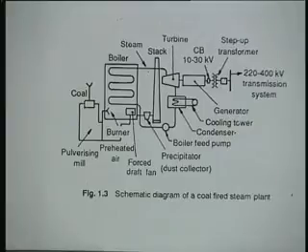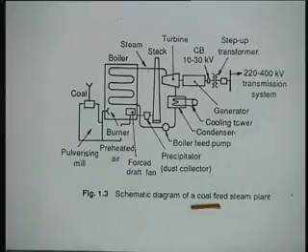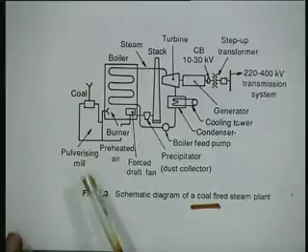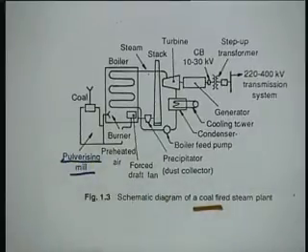Now, when you talk of thermal power station, as I said, it is steam based or gas based, and chemical energy is converted to mechanical energy, which in turn is converted to electric energy. Now, this figure which is in front of you is a schematic diagram of a coal fired steam plant. That means we use coal as a fuel. Coal has got to be pulverized first. So, there is a pulverized mill. What is the meaning of pulverization? You convert coal into very fine particles.